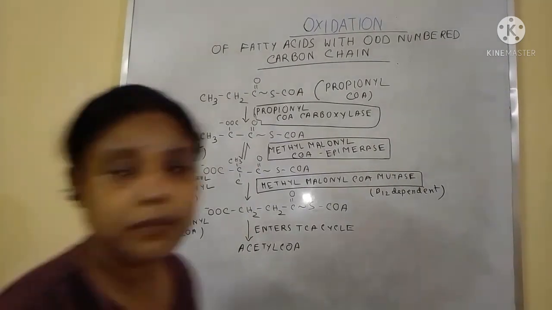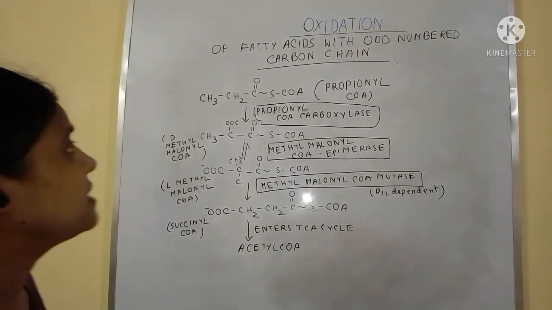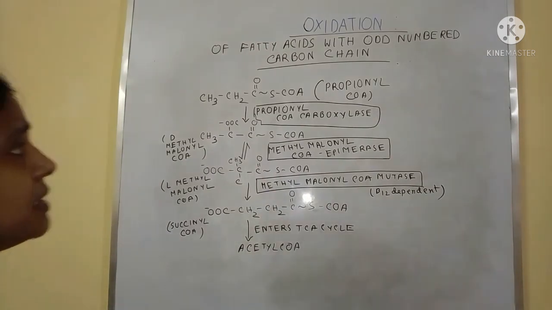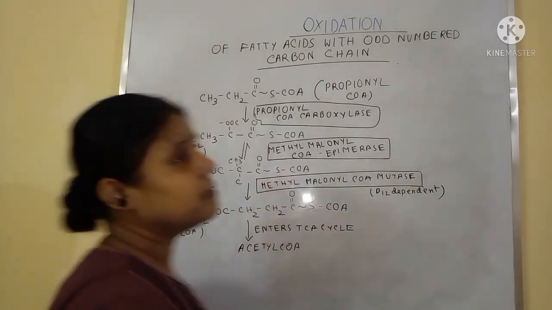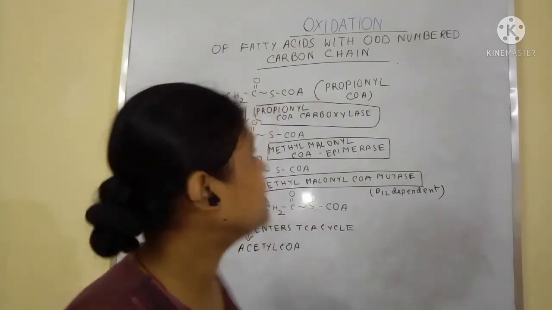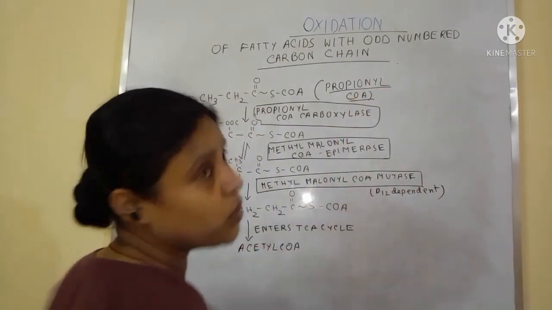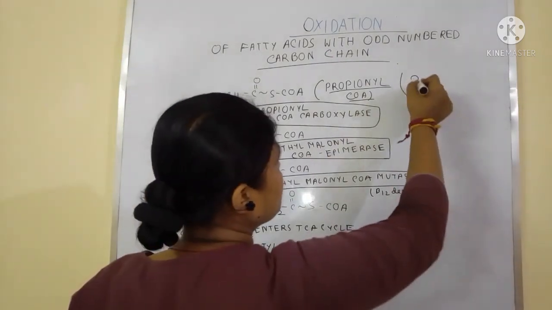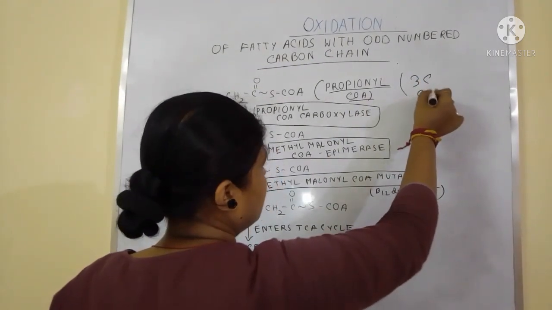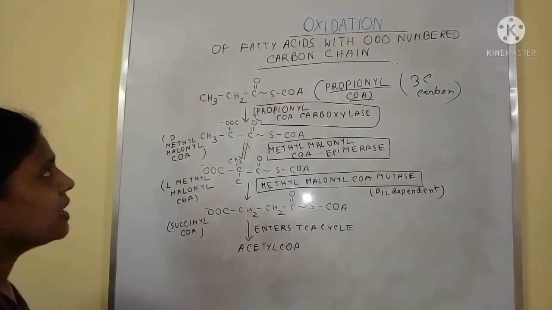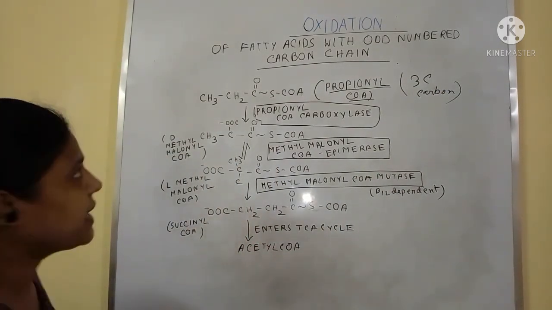Now we learn about the oxidation of fatty acids with an odd-numbered carbon chain. By odd-numbered, we mean 3, 5, 7 like that. So here the fatty acid chain is propionyl CoA, that means a 3-carbon chain. So this is an odd-numbered carbon chain. How does the oxidation occur here?